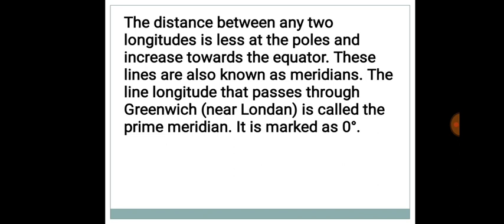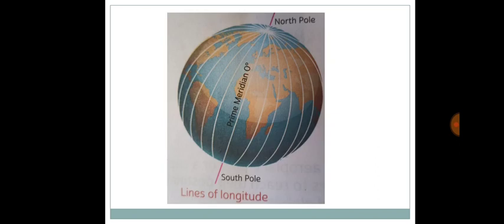The distance between any two longitudes is less at the poles and increases towards the equator. See this. Where there is a pole, the distance between the two lines decreases, but when it comes to the equator, it increases.